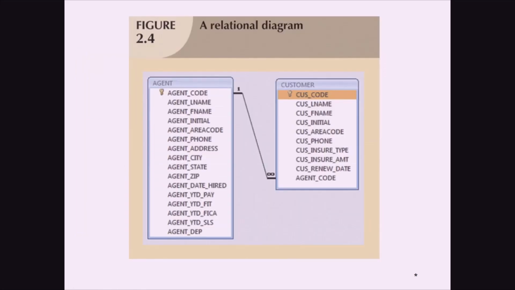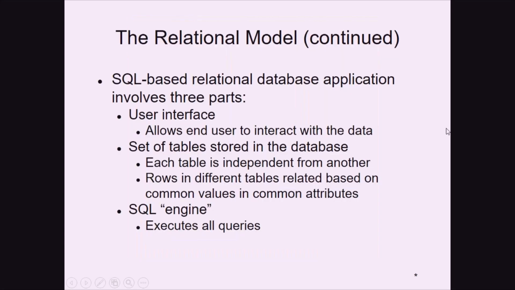Okay, so this is the other side of the ER diagram without the data, only the entities and then the attributes. What you have here is a relationship or association that tells us one agent can have, this infinity symbol means many, many customers. Or one customer can have one agent. So this is a one-to-many relationship.